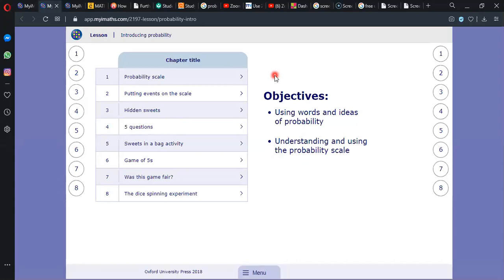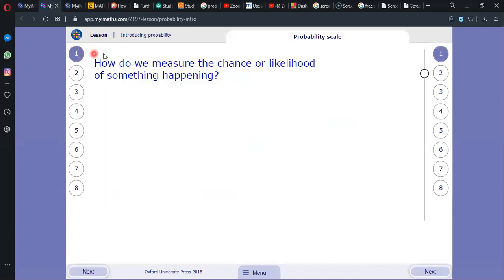So students, you are welcome to class today. Let's get right to it. How do we measure the chance or likelihood of something happening? We said our topic is probability.